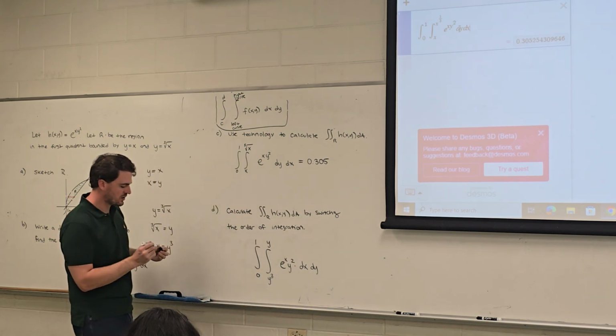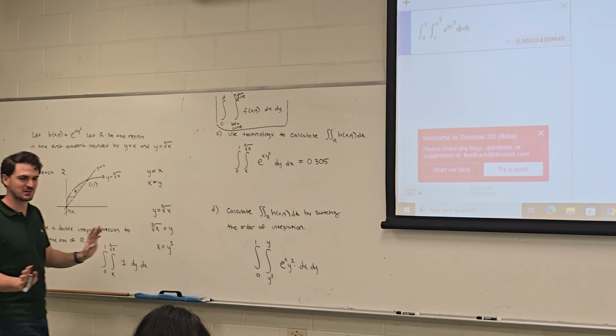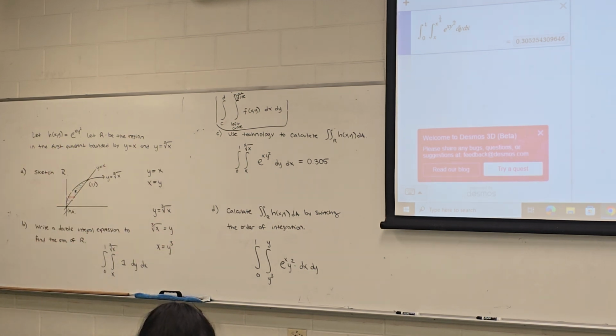You might be looking at the 1 directly above that and going, oh, well the 0 to 1 didn't change. It's actually just a coincidence. It just so happens that both the x's and the y's were the same.